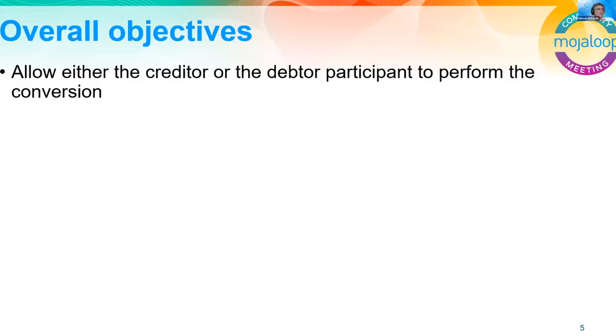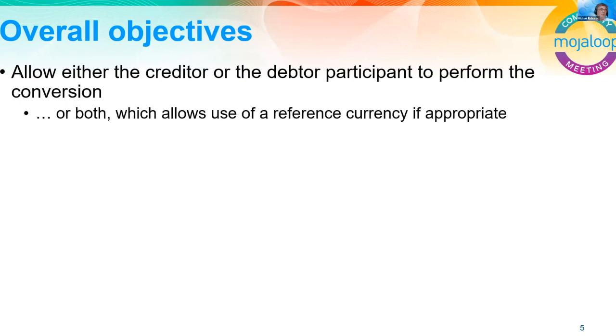So overall, we want to allow either the creditor or the debtor participant to perform the conversion. This is a transaction between a DFSP and the foreign exchange provider. We did in previous designs think that the switch ought to be managing this. We've moved away from that and said that essentially the normal principle of the Mojaloop system is that this is a conversation between participants, and although the switch routes the messages, it should be doing the minimum in terms of actually doing things as a consequence.